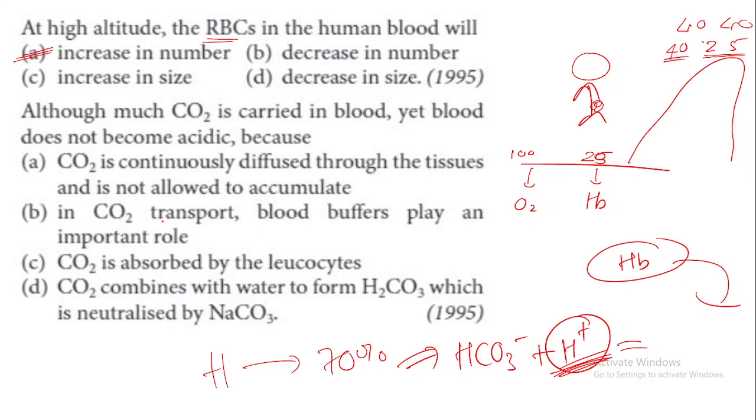It's because in CO2 transport, blood buffers play an important role. CO2 combines with water to form H2CO3, which is neutralized by NaHCO3. So what exactly is the right option here? The blood buffers play a major role. What is the blood buffer here? The Cl-, the chloride shift that we see. The chloride shift plays an important role and takes care that the blood does not turn acidic. Right?